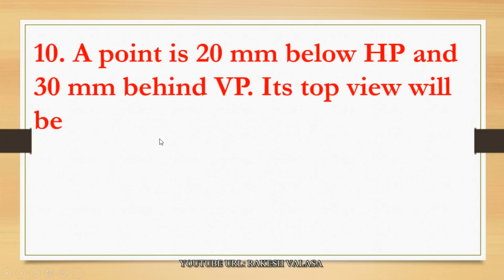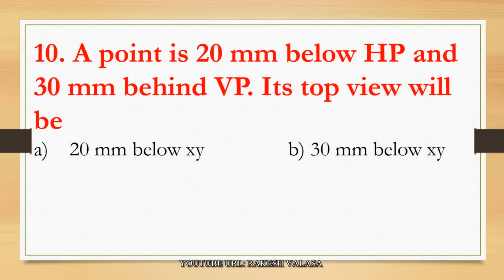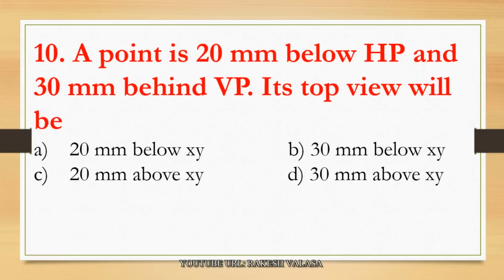Question number 10. A point is 20 mm below HP and 30 mm behind VP. Its top view will be: option A, 20 mm below XY; option B, 30 mm below XY; option C, 20 mm above XY; option D, 30 mm above XY. Here the terms below and above give only the front view. So 20 mm below XY and 30 mm below XY are front view terms.